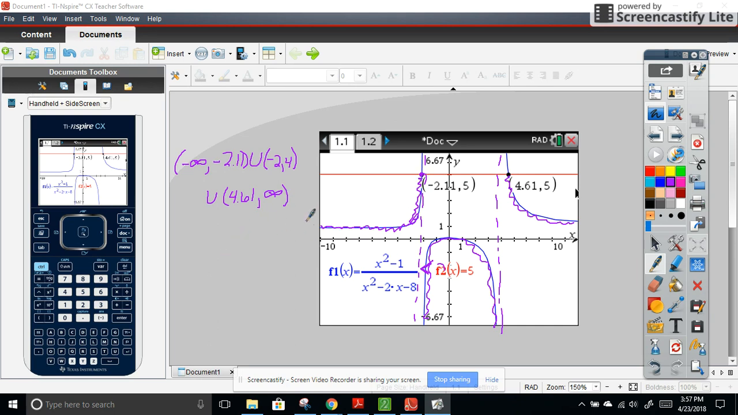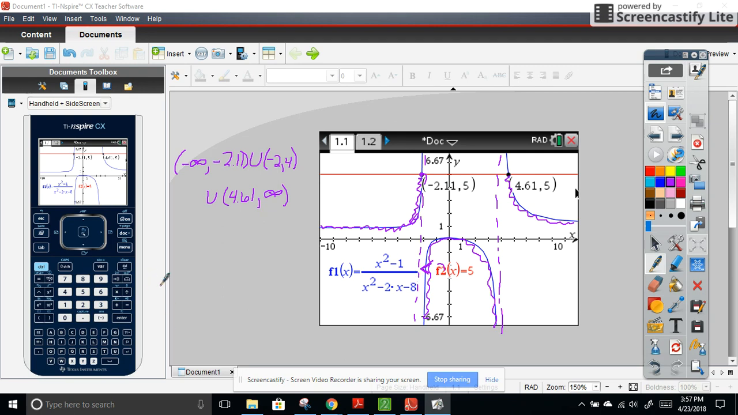This piece, which goes from negative infinity up to the negative 2.11. Then we got to skip over the asymptote. The asymptote's at negative 2. And we can include all the x values that are between negative 2 and positive 4. And then we got to skip over the asymptote and start back up at 4.61. And then we go all the way to infinity. That's everywhere the graph is less than.